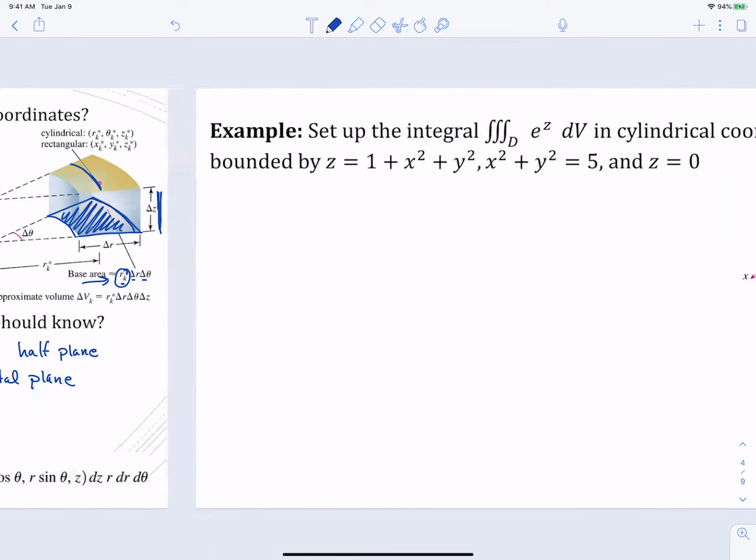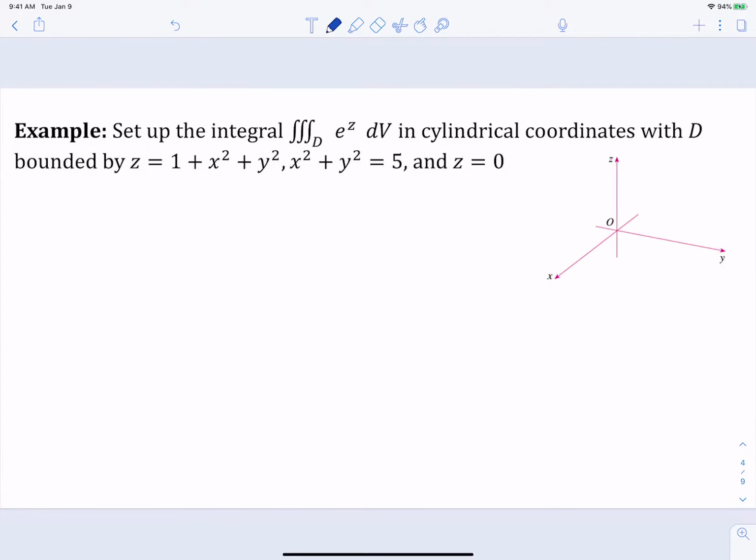All right, let's take a look at an integral here in cylindrical coordinates. Let's set up our triple integral, and we're going to find the hypervolume under e to the z. But we need to figure out again, what are our limits of integration? What order are we going to integrate with respect to?